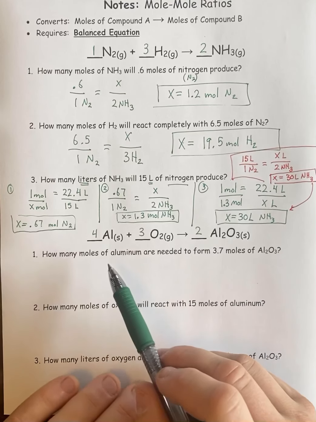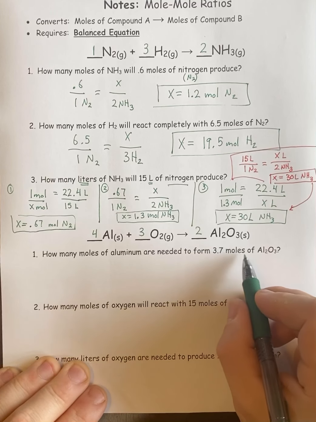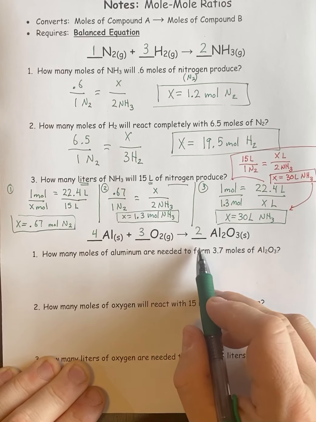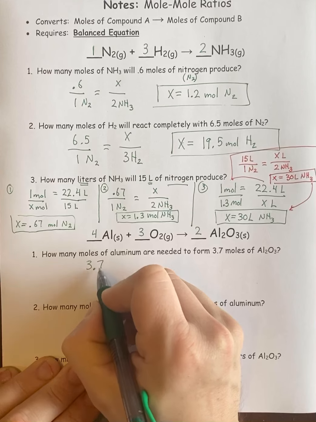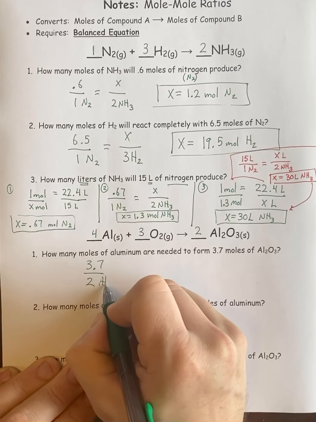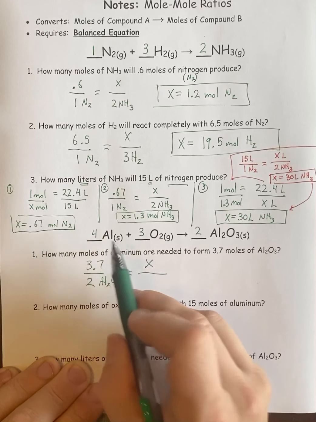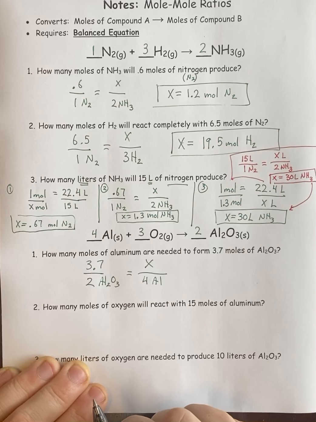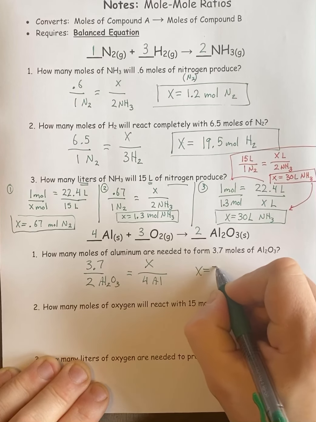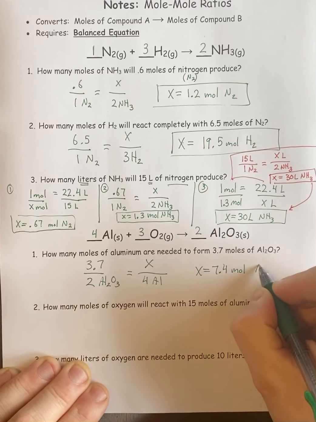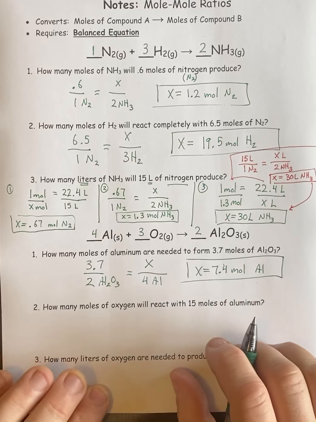Next problem. When you balance it, it's 4, 3, 2. So then they say, the first question says, how many moles of aluminum are needed to form 3.7 moles of Al2O3? So I'd go to the equation and I'd put a 3.7 over this. I just go 3.7 over 2. But we're going to write the formula in. And then I want X over aluminum, which is just this. Cross multiply. And you end up getting 7.4 moles of aluminum. And that's it.